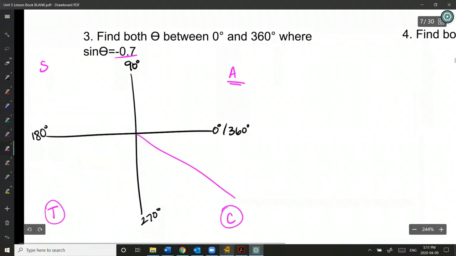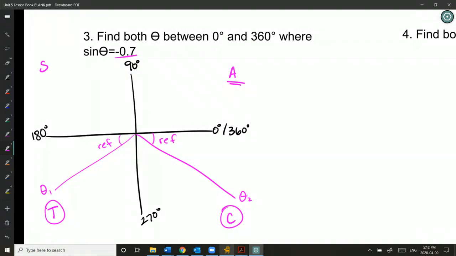Okay, and the cool thing about this, again, is that the reference angle between my theta 1 and theta 2 is actually going to be equal for both of these. So there's a couple ways that we can do this. We know we can find sine inverse of the ratio. Oftentimes when it's negative, I find it helpful to find the reference angle by doing sine inverse of the positive version of that angle. But for our sake here, I'm going to do the sine inverse of negative 0.7 so you can see what happens.